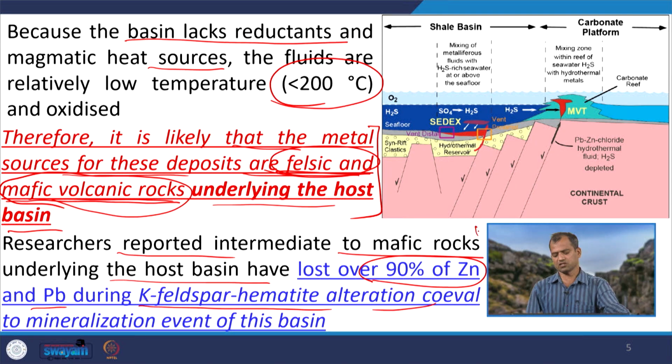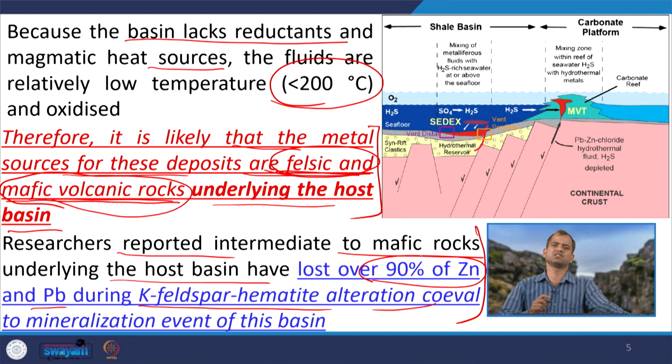So, this is another event supporting that the rocks underlying these sedimentary rocks are the host for this mineralization in the sedimentary rock. So, there will be alteration events. They found that 90% of zinc and Pb had leached, and that leaching event, time wise, is coinciding with the mineralizing event in the sedimentary rocks.